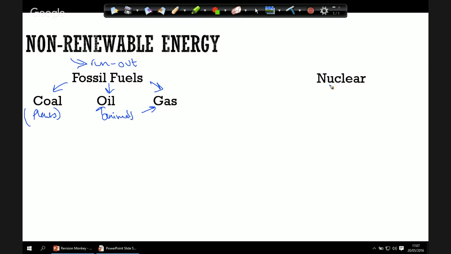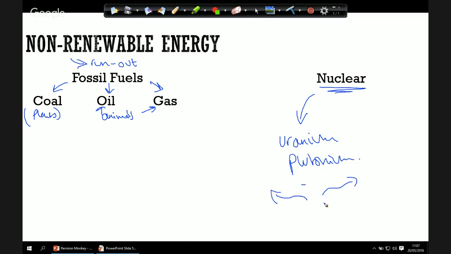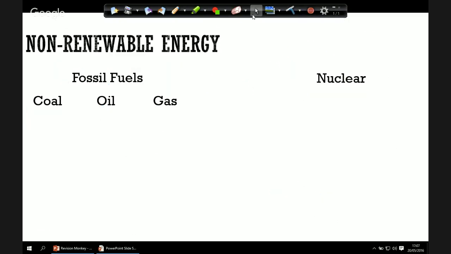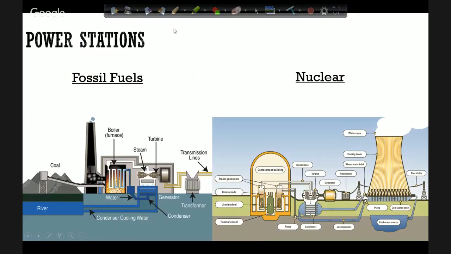We've also got nuclear energy as well. You've got some radioactive materials like uranium and plutonium, and those are radioactive fuel sources that release energy, and those can be used in the power station as well to release energy. So we need to remember that all of these are non-renewable. Even though we've got quite a lot of nuclear, that will also one day run out. So we can use these fuels to generate electricity in a power station.